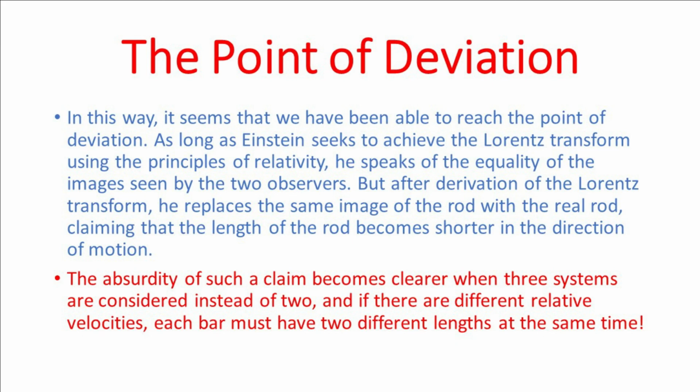The absurdity of such a claim becomes clearer when three systems are considered instead of two, and if there are different relative velocities, each bar must have two different lengths at the same time.